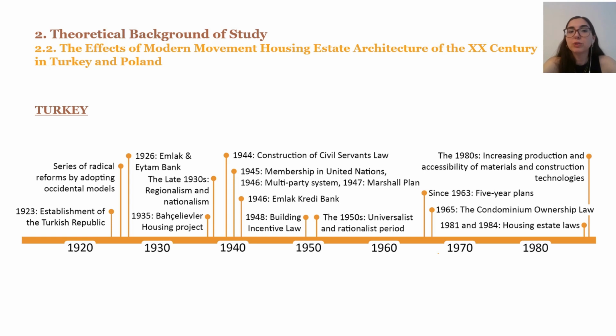The condominium ownership law adopted in 1965 is the most important breaking point in the increase in apartment buildings. In the 1960s and 70s, cities began to intensify. In the 1980s, new developments were experienced, large-scale production forms began to be seen, and the problem of an insufficient number of houses and increasing slum areas were tried to be solved with the housing estate approach.